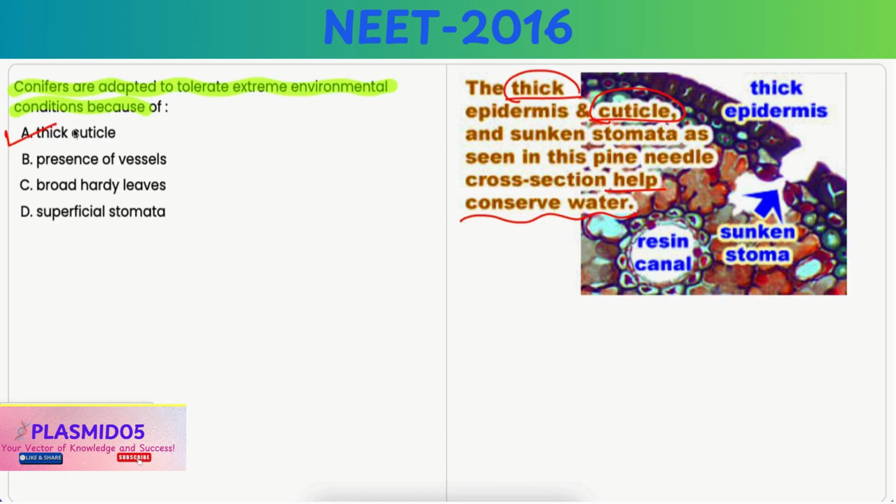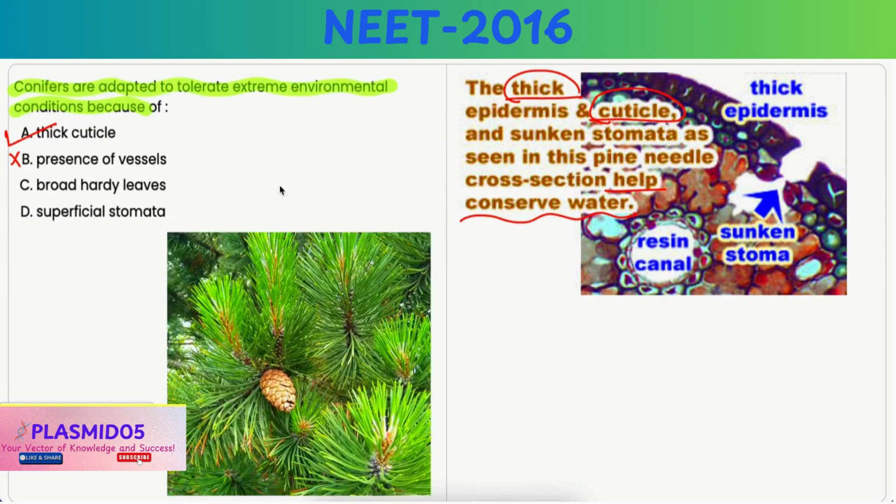Option B, presence of vessels. It is incorrect because conifers do not have true vessels in their xylem. Option C, broad hardy leaves. It is also incorrect because conifers have narrow needle-like leaves and not broad leaves. Option D, superficial stomata. It is also incorrect because conifers have sunken stomata and not superficial stomata.